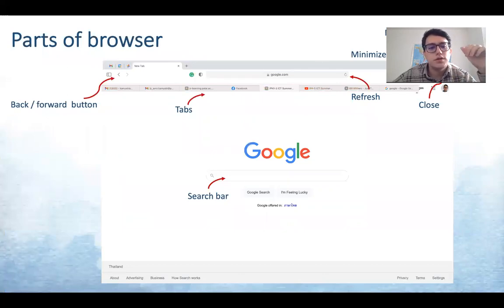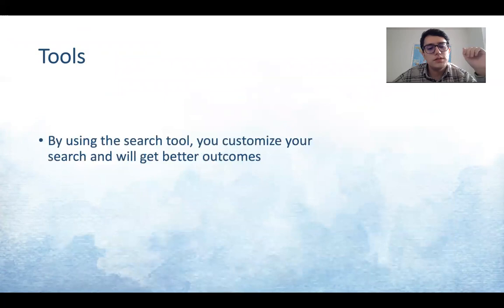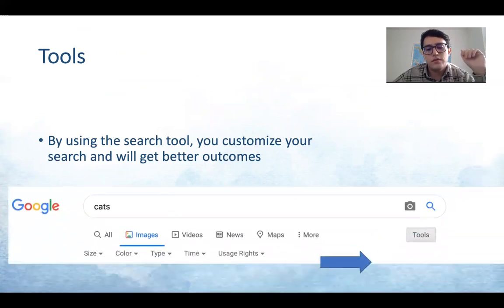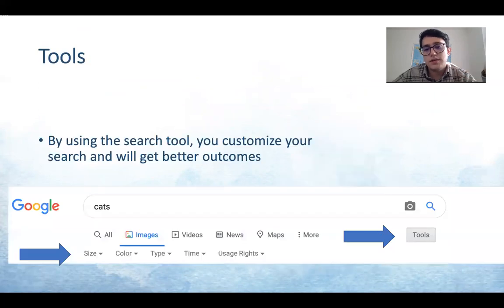This is your browser. You can see different parts and going back or forward, all your tabs, your refresh button, close, maximize, minimize, search bar. By using the right search tool, you customize your research and you'll get better outcomes. For example, you can use your tools here and you will get this extra area that you can choose the size of the picture that you're looking for, the color, the type, the time, etc.